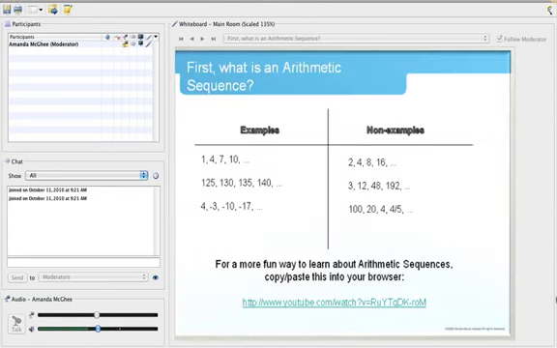First, what is an arithmetic sequence? Take a minute to look over the examples and non-examples on the screen. Do you see a pattern? All of these actually have a pattern, but the arithmetic sequences, you add or subtract the same number to get each subsequent term. Feel free to check out the link at the bottom of the page to see a more exciting way of seeing what an arithmetic sequence is and is not.